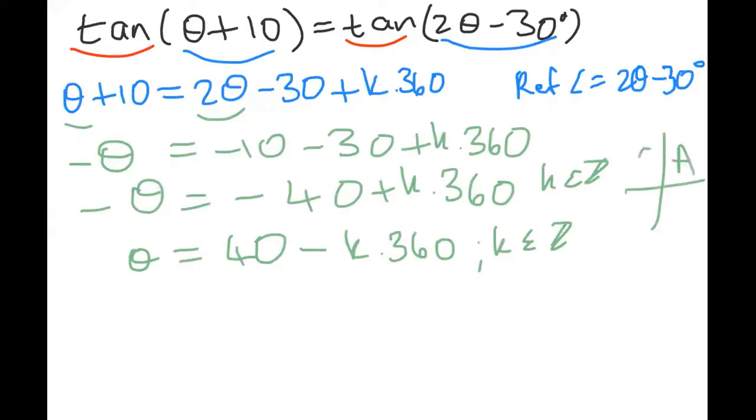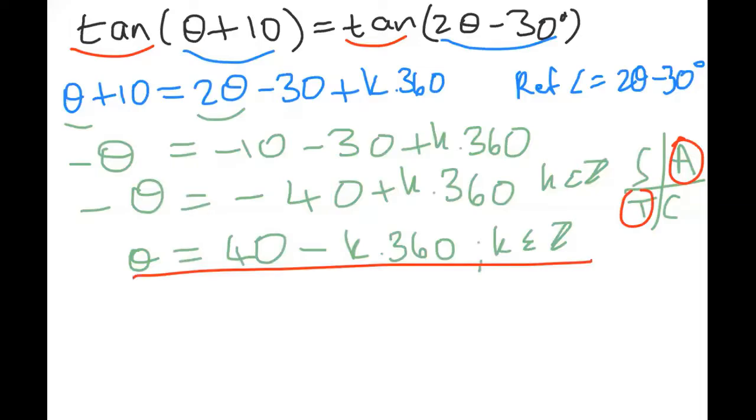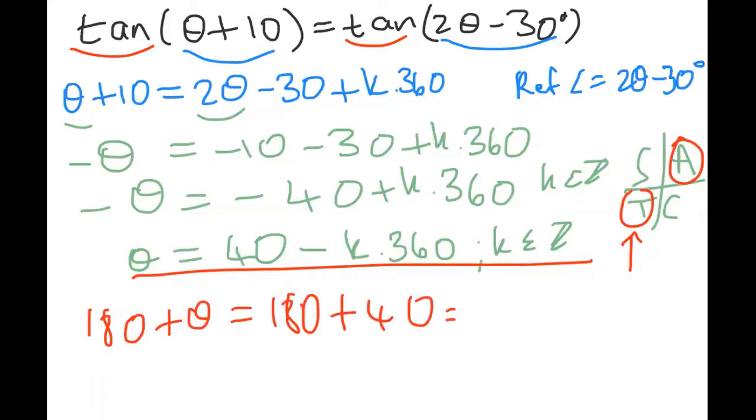Let's look again. All stations to Cape Town. So where's tan? Let's just ask ourselves, what are we looking at? Here everything is positive. So tan is positive in 1 and in 3. In 1, it's only 40. So that's the one that we have. So this answer here is correct. And then let's just see if we can use another one. So here is also the 180 plus theta, and 180 plus 40 is 220.